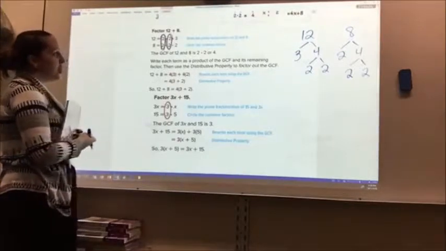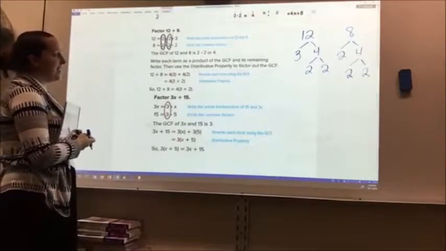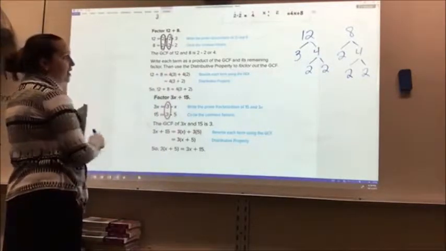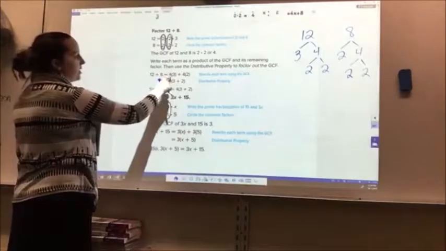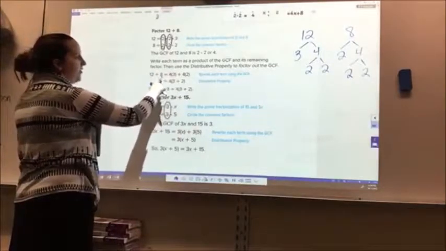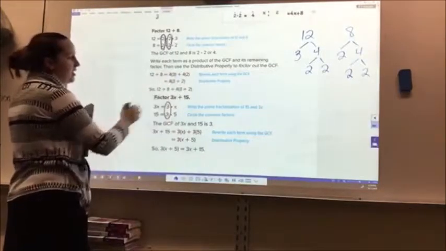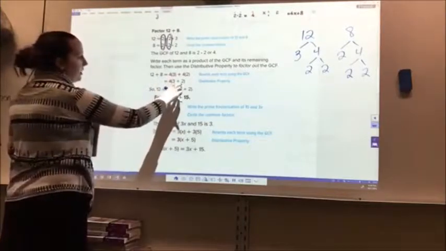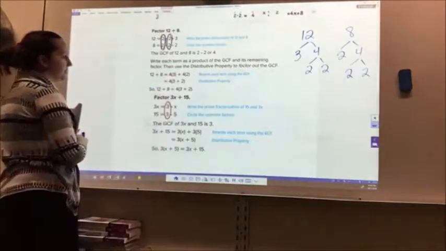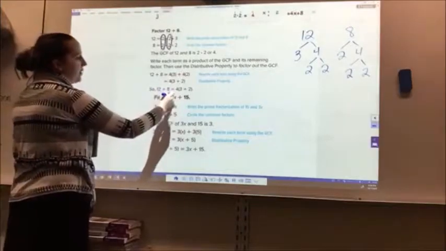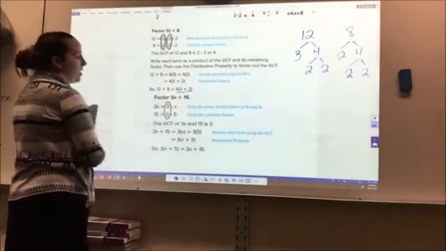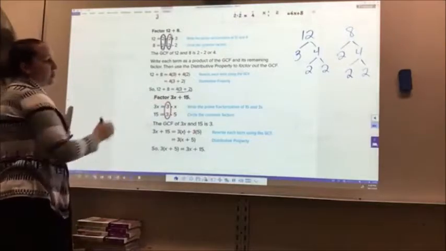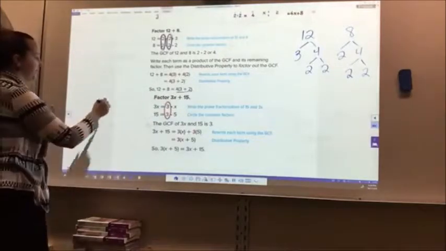Then I write each term as a product of the GCF and its remaining factor. So 12 plus 8, I can factor out a 4. So 4 times 3 gives me the 12, and 4 times 2 gives me 8. So when I factor out, 4 goes on the outside, and the 3 plus 2 remain in the parentheses. Okay, so 12 plus 8, when I rewrite it as a factor, I get 4 times the quantity 3 plus 2. I can do the same thing with 3x plus 15.